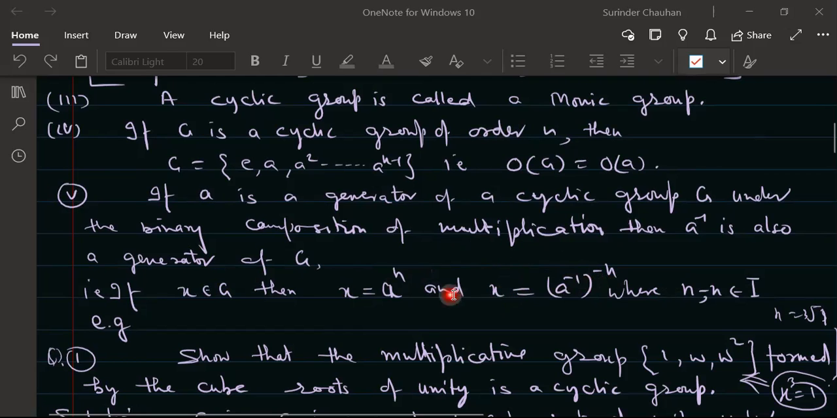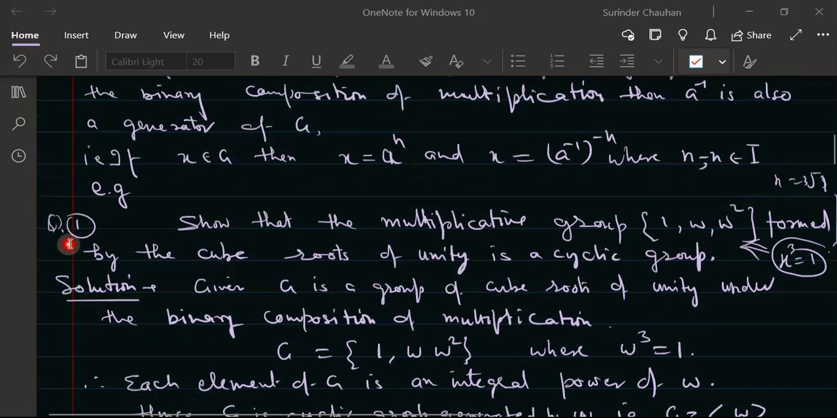So from this, let's see an example to show whether a group is cyclic or not. Show that the multiplicative group {1, omega, omega square}, formed by the cube roots of unity, is a cyclic group. The cube roots of unity satisfy x cube equal to 1, that is, x cube minus 1 is equal to 0. So they are the solutions of this equation; 1, omega, omega square are the cube roots of unity.